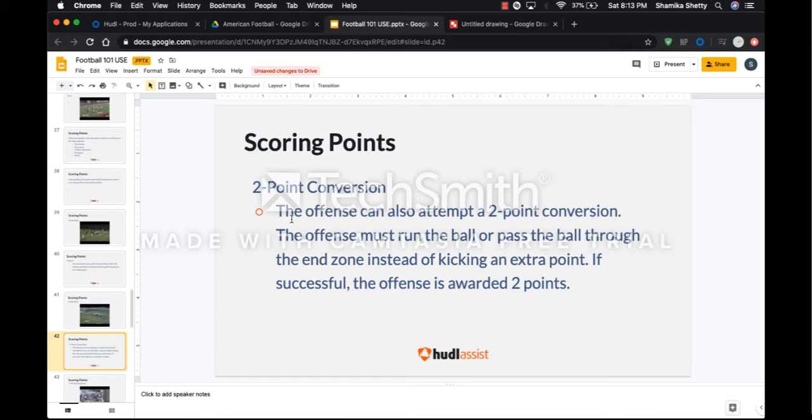2-point conversion. The offense can also attempt a 2-point conversion. The offense must run the ball or pass the ball through the end zone instead of kicking like an extra point. If they are successful, again they will get 2 points. Both these options, extra point and 2-point conversion, are taken from a positive 3-yard line because this is an advantage for the team for scoring a touchdown.